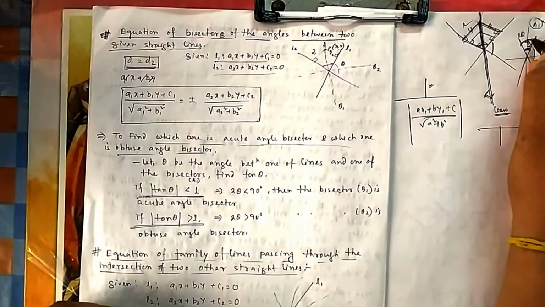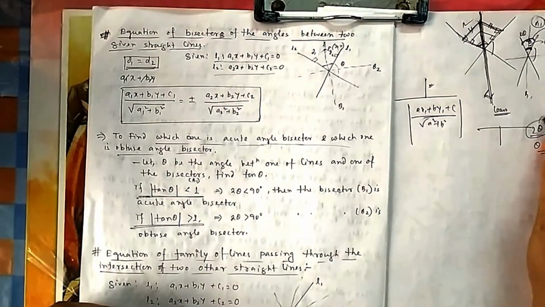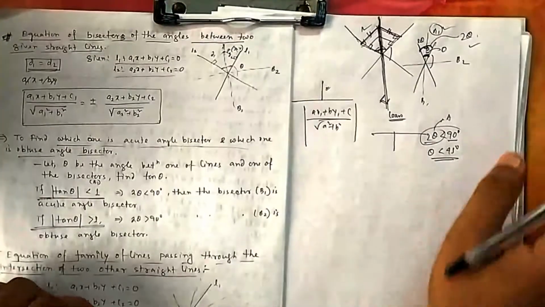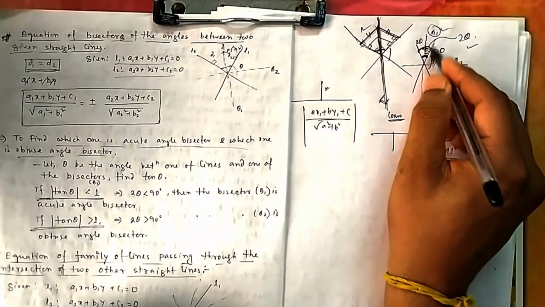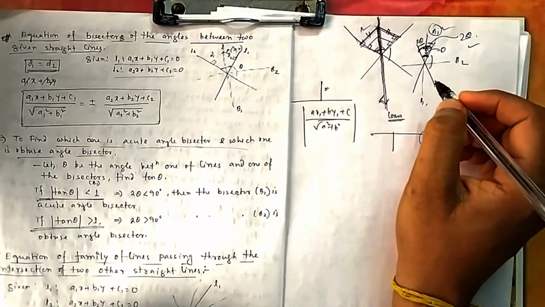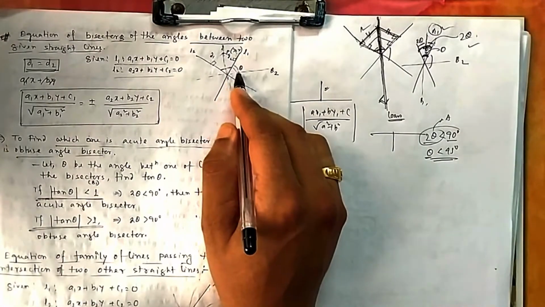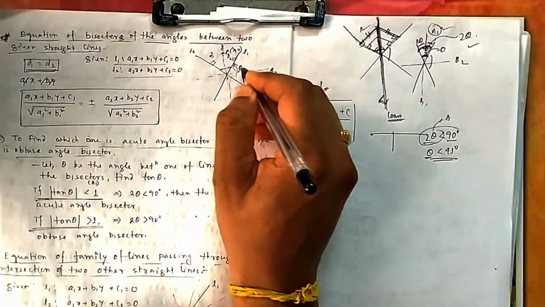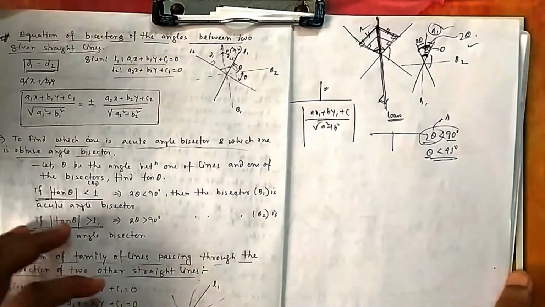Suppose this angle I am talking about is 2 theta. Because this is an acute angle, it has to be less than 90. So theta, that is the angle between the bisector and any line. If you take this line also, that is theta. If you take this line also, that is theta. So between the bisector and any line, that's what is written here. Total is 2 theta. Okay.